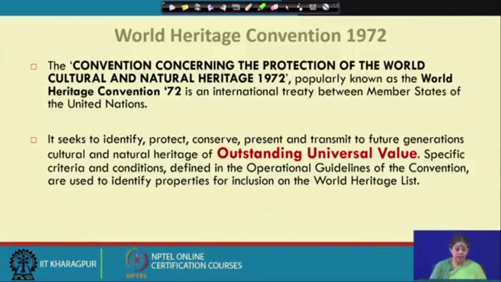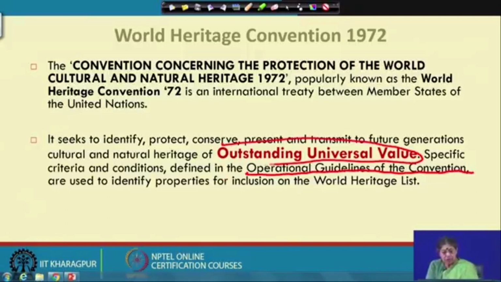Specific criteria and conditions defined in the operational guidelines of the convention are used to identify properties for inclusion in the World Heritage List. So, as you can see, these operational guidelines of the convention are absolutely important. This is also available on their website with a lot of examples. This operational guideline is a very important document which talks about the entire process, the criteria and other things. So, as I told you, the outstanding universal value or OUV is a very important part of this World Heritage listing process.